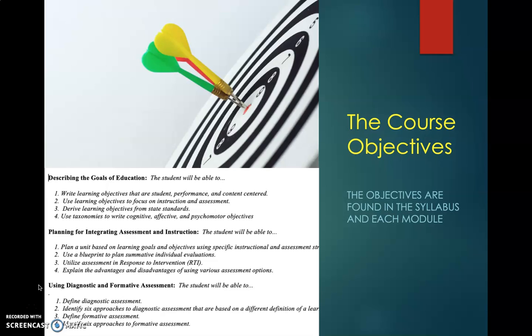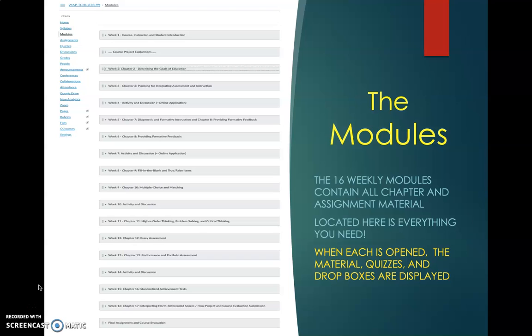I'm very big on the course objectives. Objectives are found in the syllabus, and then you're going to find all of the objectives for each of the modules in the things to do page in each of the modules. So pay particular attention to those because I'll use those in the quizzes and also in the assignments so we can document your performance.